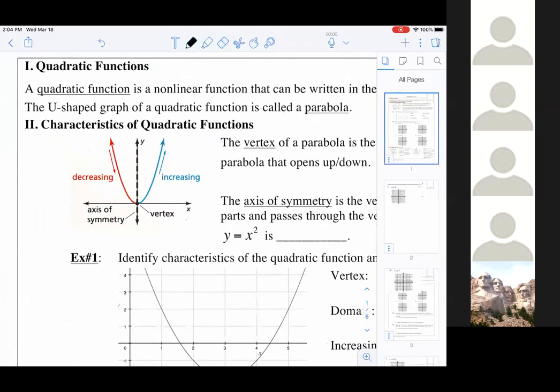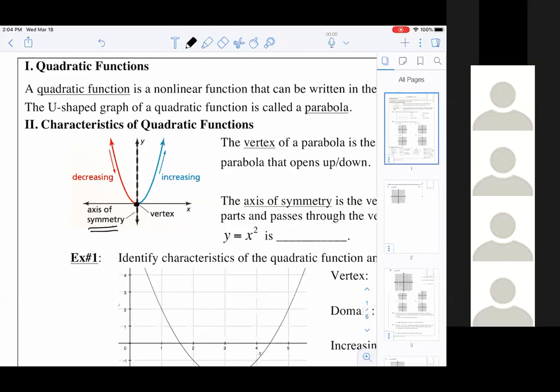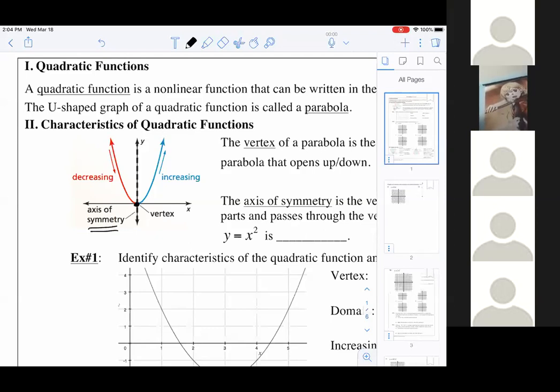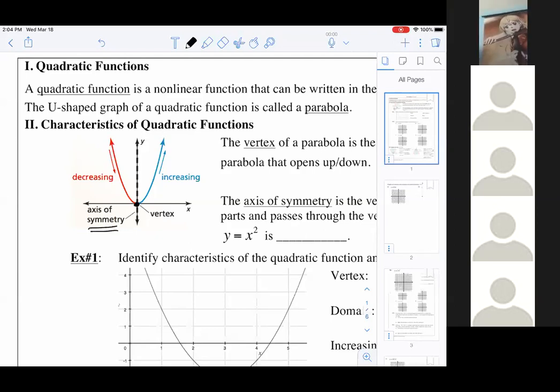Okay. So every parabola has a vertex right here. Do you guys see the vertex? This is the vertex. And then there is a dashed line through the vertex, which is called the axis of symmetry. The axis of symmetry divides the parabola into two equal parts. Do you see that the axis of symmetry cuts the parabola into two equal parts?